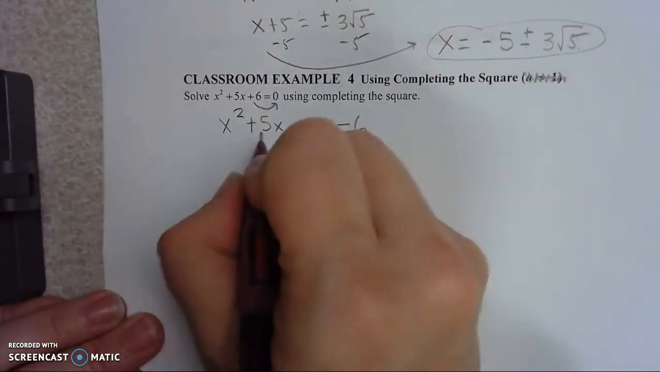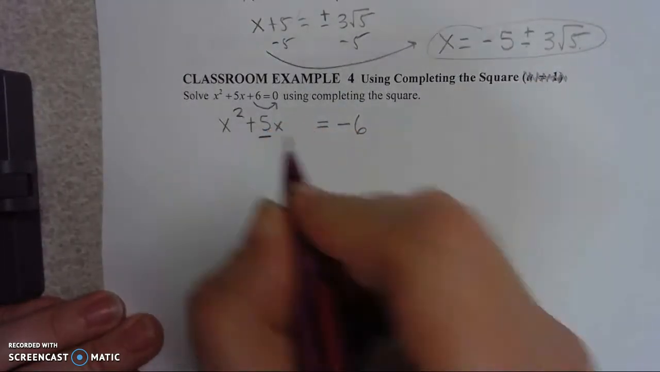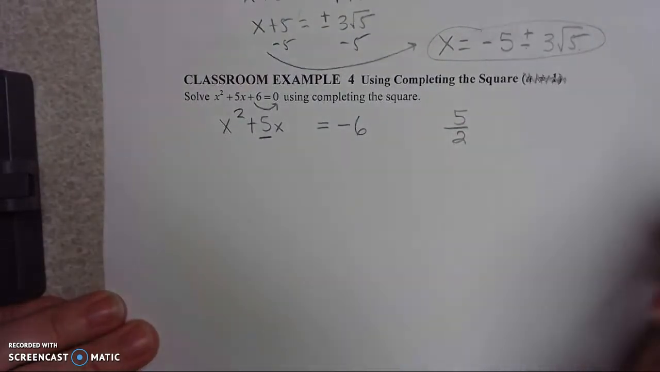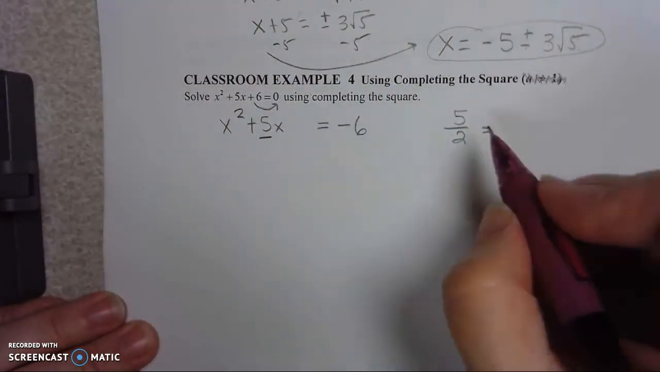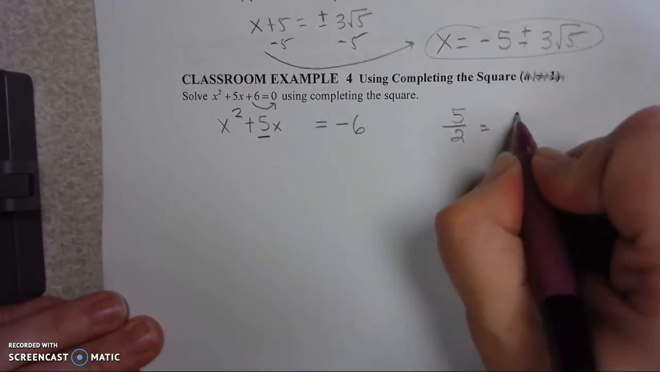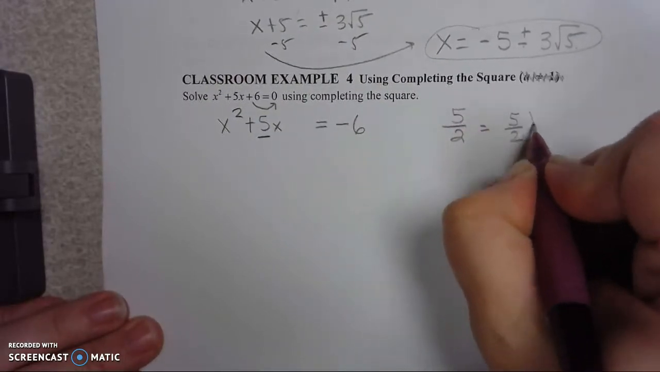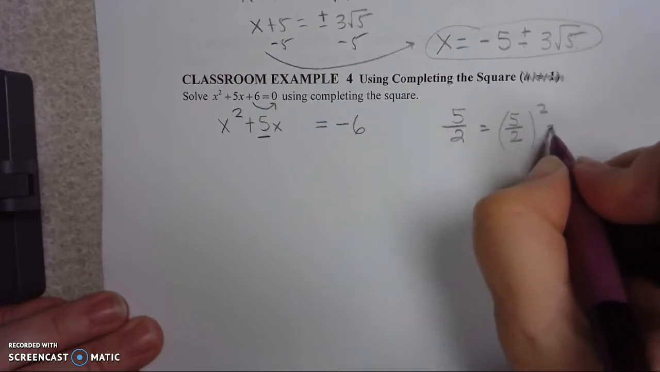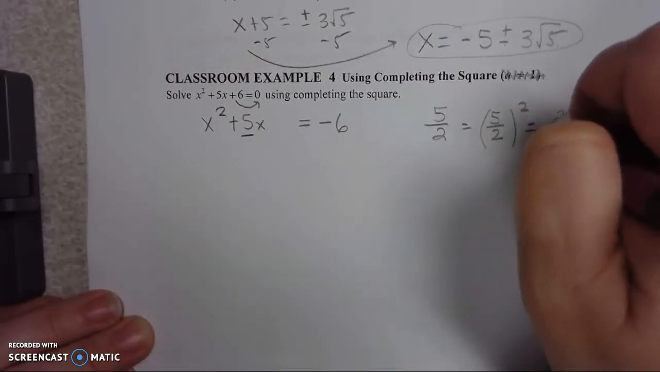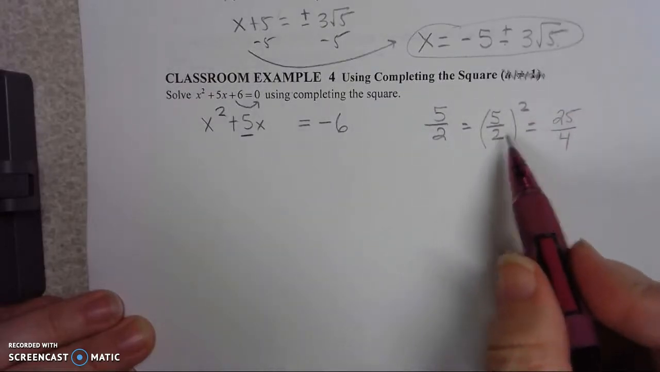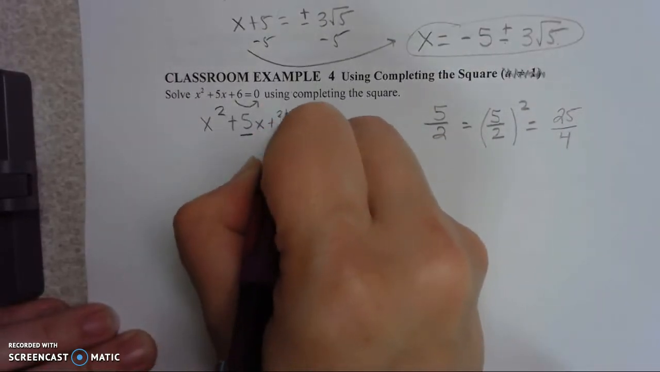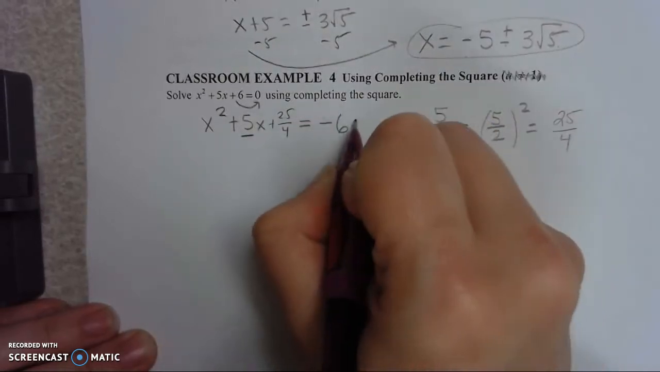Now I'm going to take b, which is here, and take half of that, so I'm going to divide it by 2. If it comes out to be a decimal in your calculator, just leave it as a simplified fraction, which would still be 5 halves, and then square it. And then we're going to add that to both sides. So 5 squared is 25, 2 squared is 4. We're going to add that to both sides.